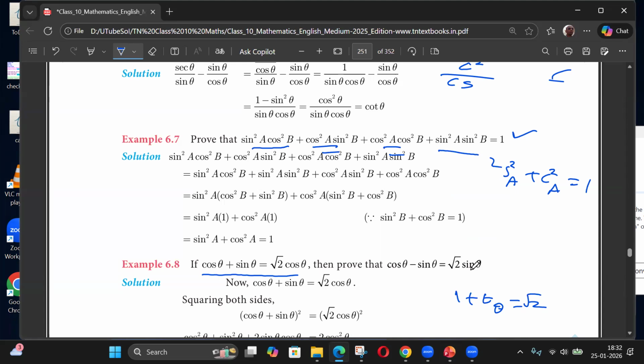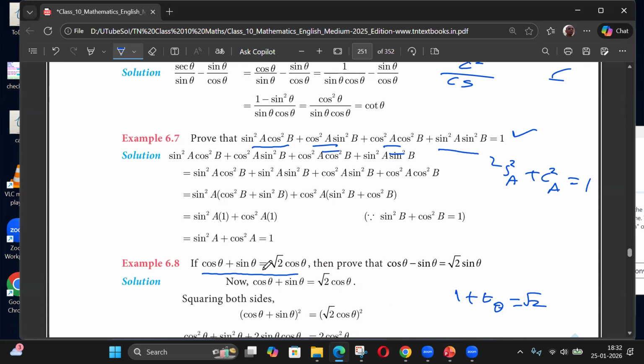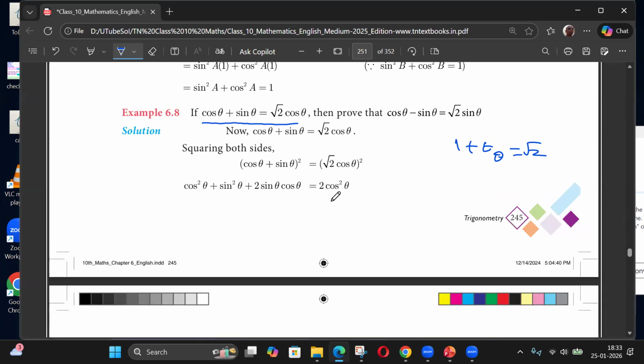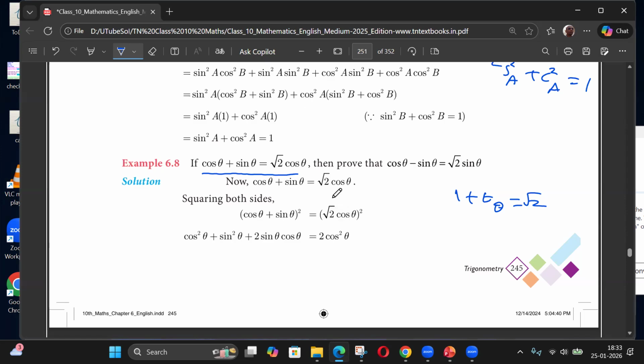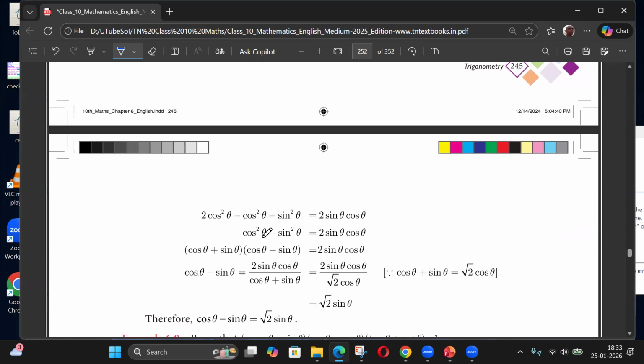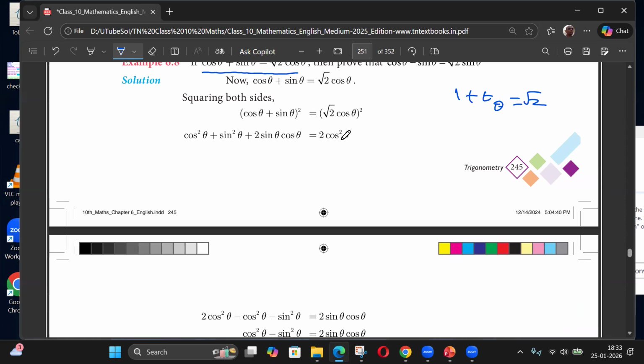Okay, so square both the sides. This will give me 1. So 1 minus cos square, just 2 root 2, right? So 2 cos square, so I'll take 1 cos square here. That'll give me sine square. So it would be cos square minus sine square. 2 cos square, yeah. Cos square minus sine square.